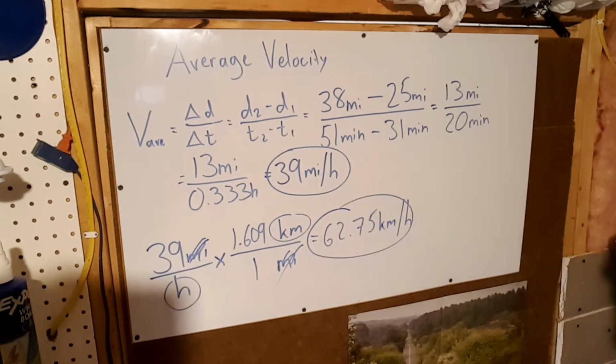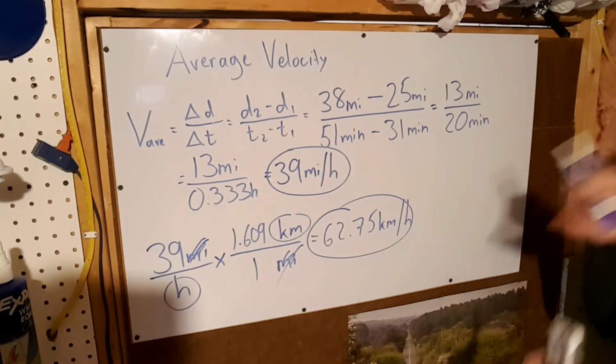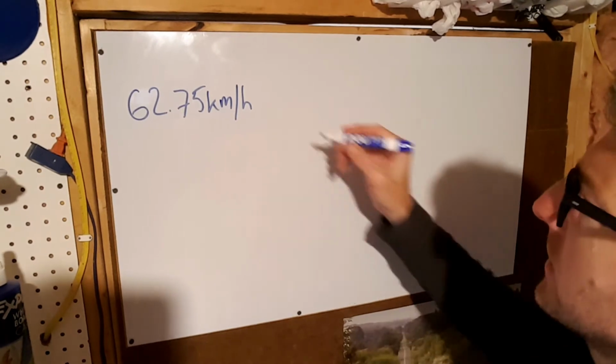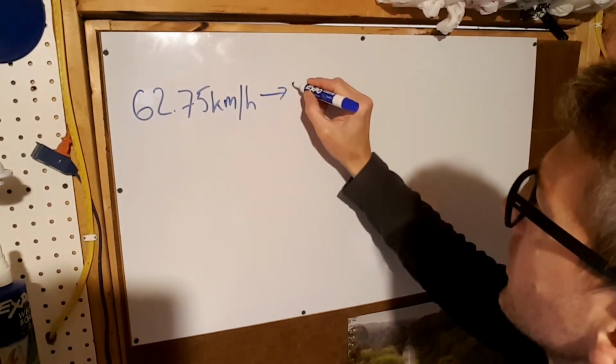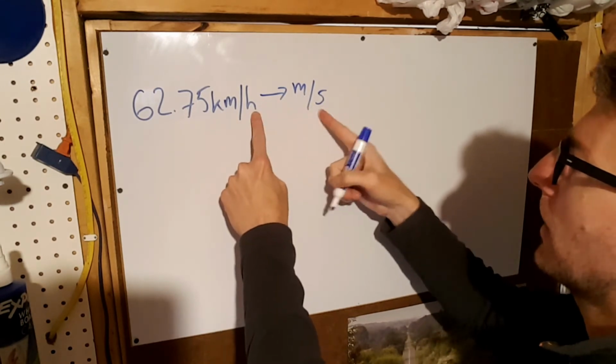There's one more question on here. I asked you to convert this to meters per second, and I'm going to show you that once I erase this and make some room. So, abracadabra, poof! Ta-da! So you're being asked to convert 62.75 kilometers per hour to meters per second, and now you can see we have to change kilometers to meters and hours to seconds.